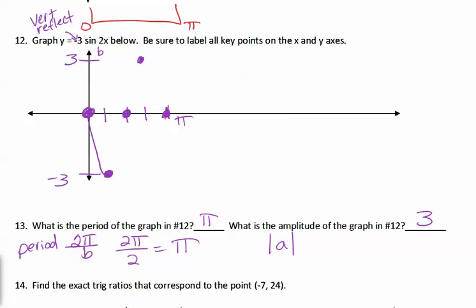So I hope that you now find graphing these transformations a lot easier than you did before. But don't quit here, please, until you've labeled your key points. So just chop this up into 4 equal pieces. And that's all there is to it.